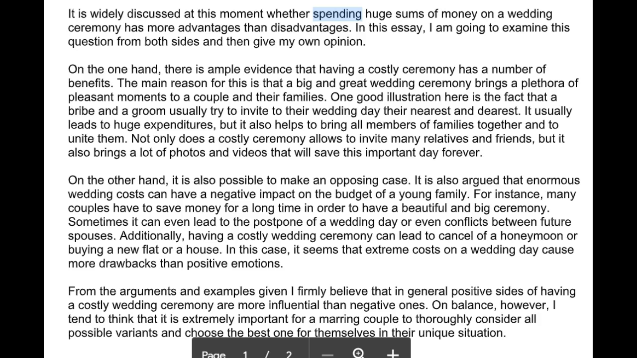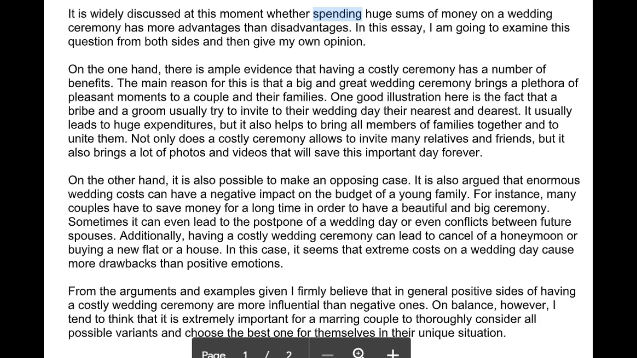Not only does a costly ceremony allow us to invite, okay, we need to change this a little bit here. Not only does a costly ceremony allow, if you want to use the verb allow, you'd have to have a noun there. Allows the inclusion of many relatives and friends, or allows the invitation of. But it also brings a lot of photos and videos that will save this important day forever. That's two words actually. Okay.